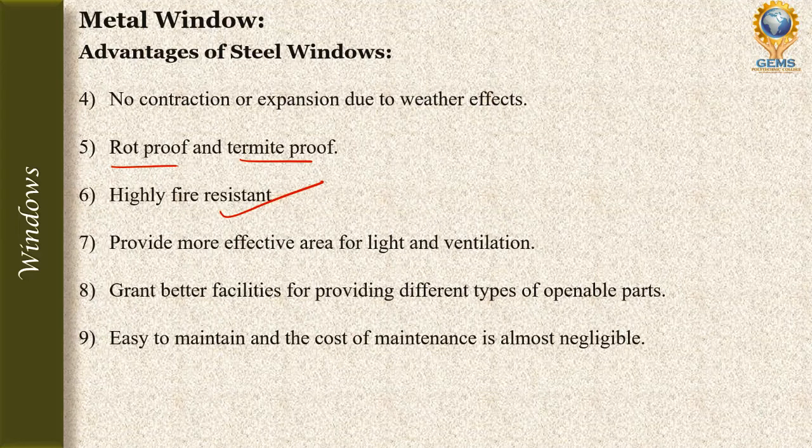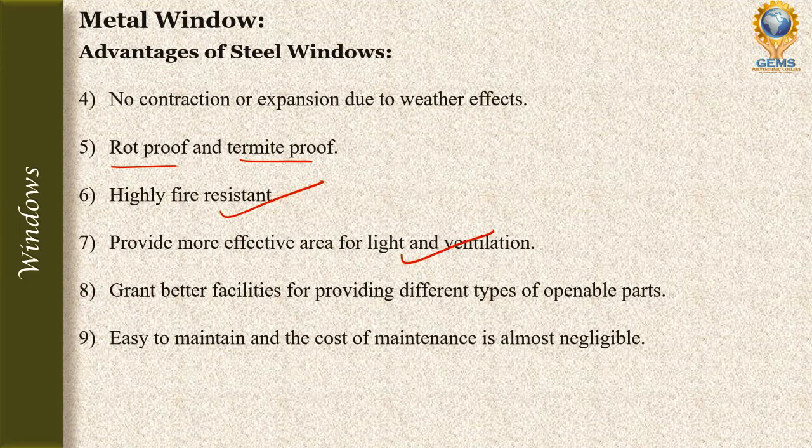The seventh one is, since steel windows are fabricated from thin sections of steel, they provide more efficient area. So they have more efficient area for light and ventilation, compared with other types of windows.